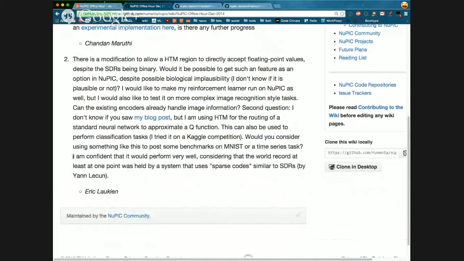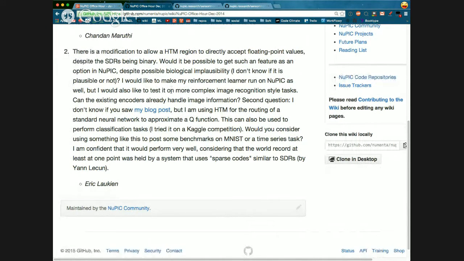He's asking, is there a modification to allow an HTM region to directly accept floating point values despite the SDRs being binary? This is in relation to the work he's done with continuous HTM. Let me continue the question. Would it be possible to get such a feature as an option in NuPIC despite possible biological implausibility? So they don't know if it is plausible or not. I'd like to make my reinforcement learner run on NuPIC as well, but I would also like to test it on more complex image recognition style tasks. Can't the existing encoders already handle image information?